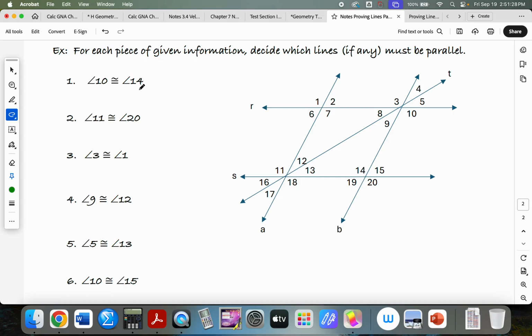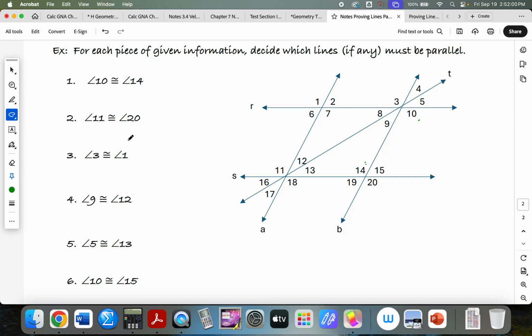Angle 10 is congruent to angle 14. Here's angle 14. Here's angle 10. You're going to start exactly the same way. What kind of angles are these? Alternate interior, exactly right. Everybody good with seeing those at this point? Okay. Is congruent the right kind of a relationship? Yes. So I know that I'm going to have 2 lines parallel.